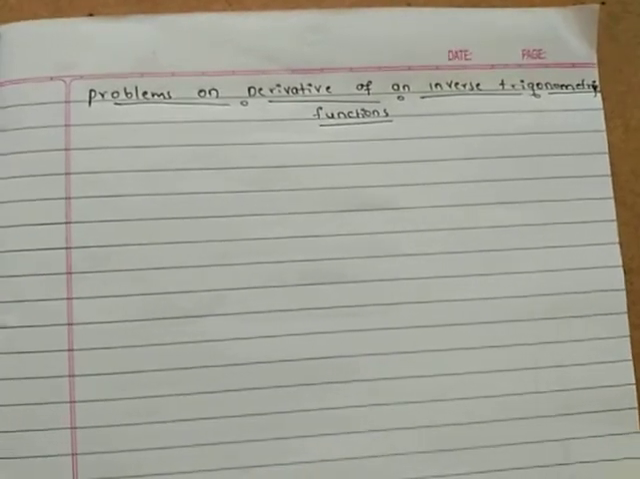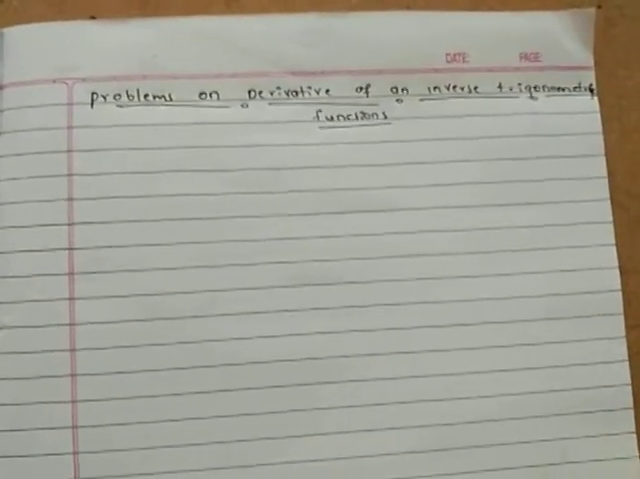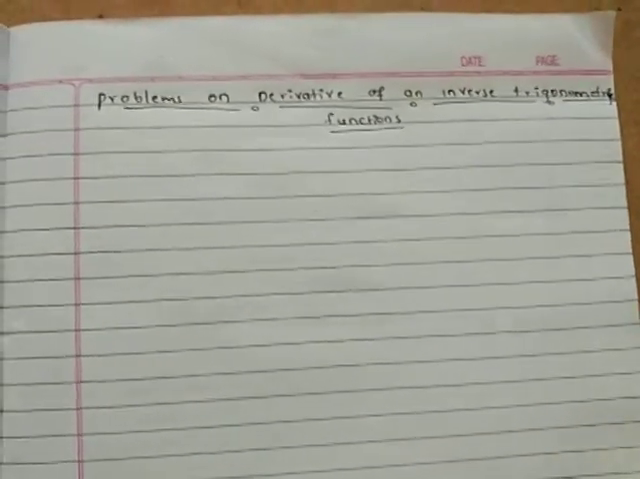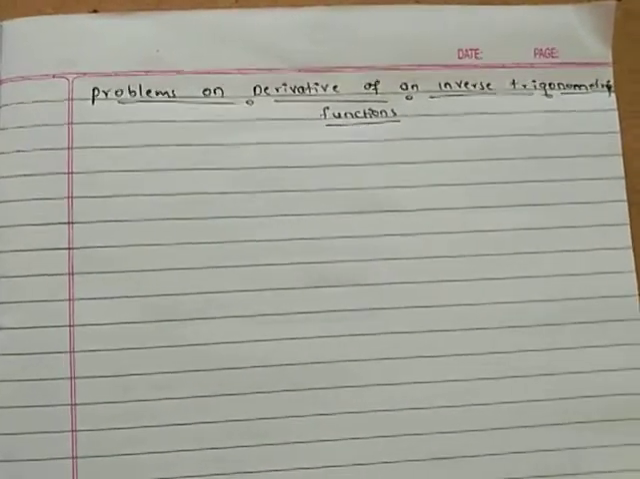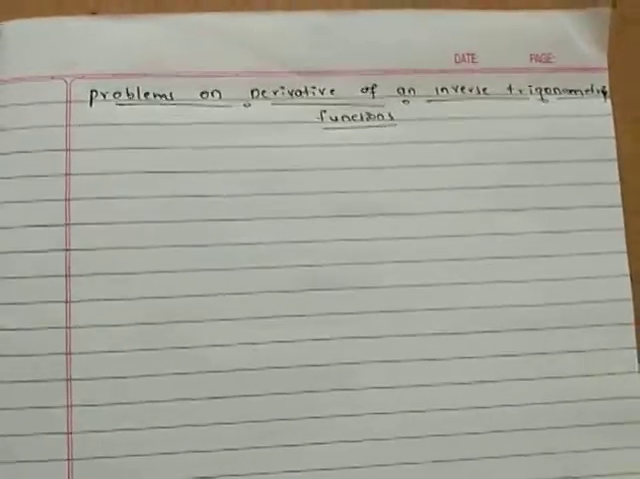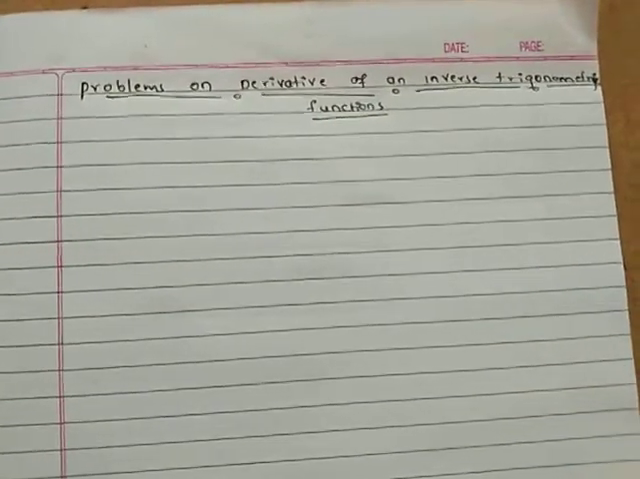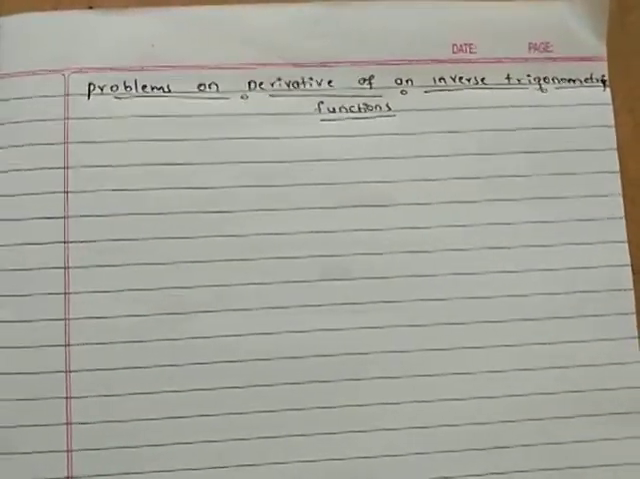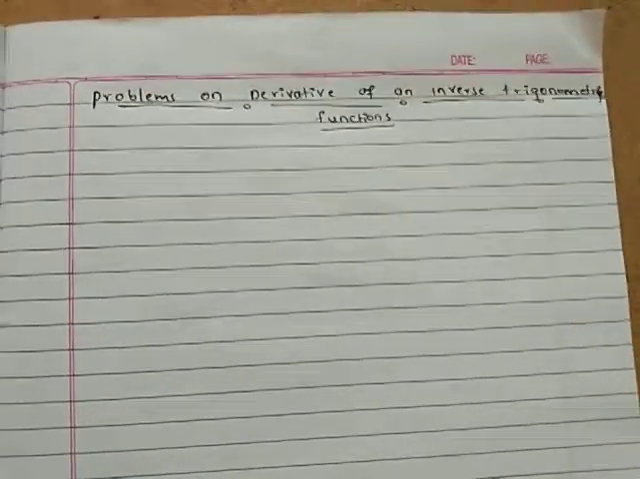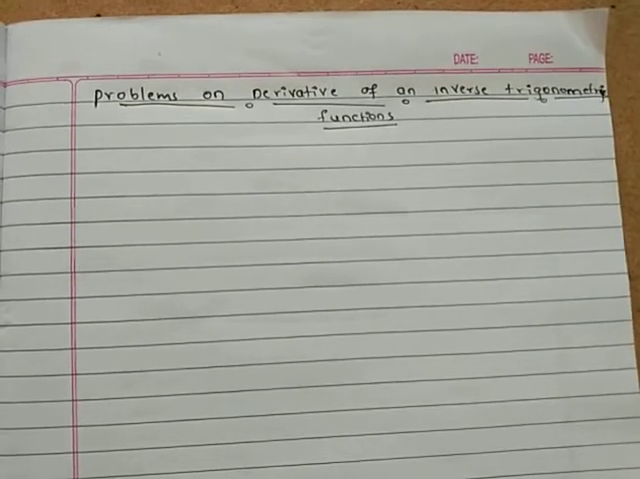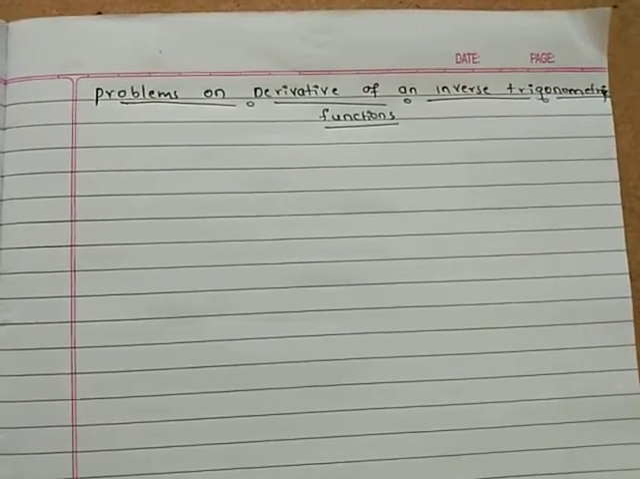Before we go to the problems, you must glance over the identities of the inverse trigonometric functions, where in chapter 2 we discussed the standard formulas or identities about the inverse trigonometric functions. So before we go to the problems, you need to glance over those functions. You can go through chapter 2 and glance over them.